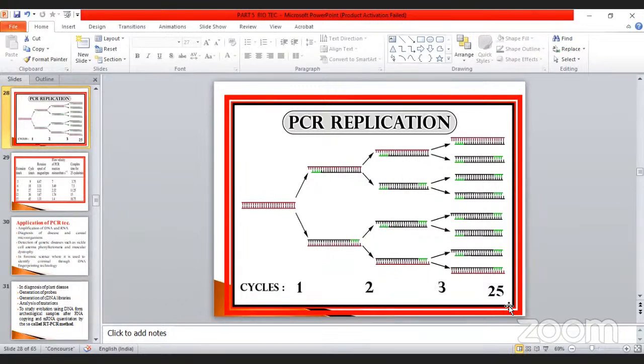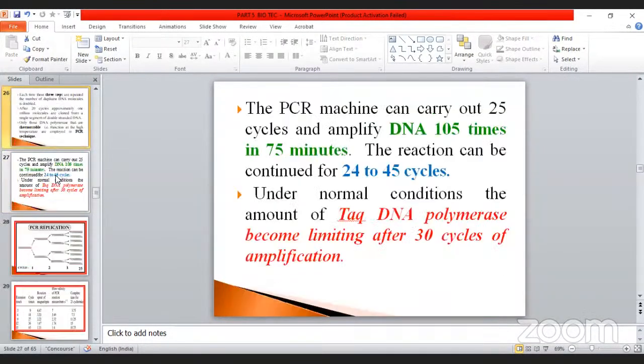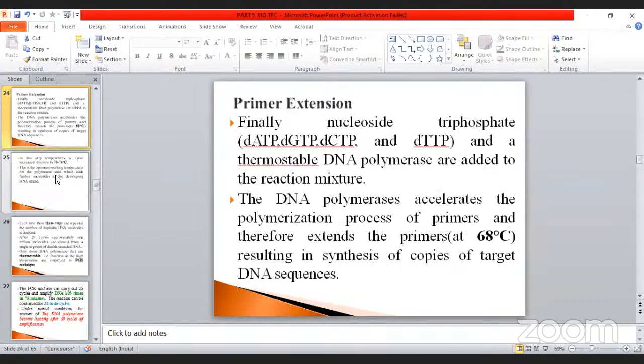So after 25 cycles, how much will it be? Imagine, you calculate it. That is also very, very important, my dear. Many times they ask the question: after the replication process, after 24 cycles or 40 cycles or 50 cycles are finished, how many DNA molecules will you obtain? Likewise, they ask questions. I will discuss those things later.